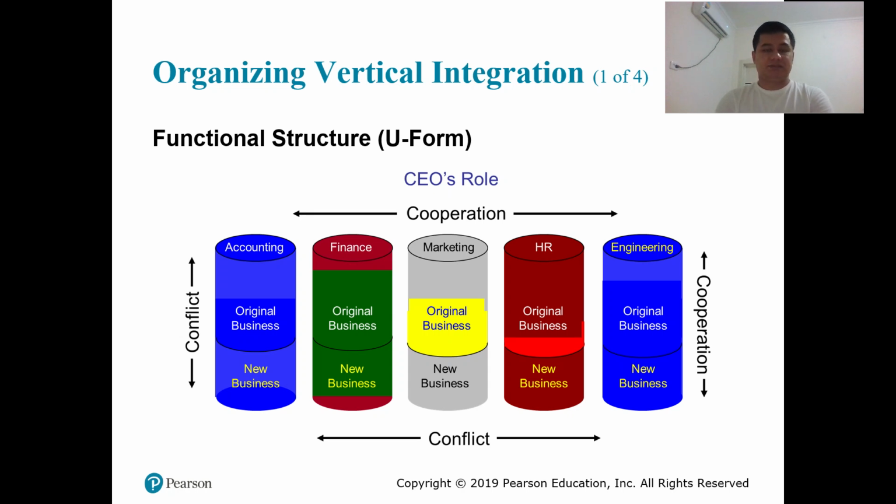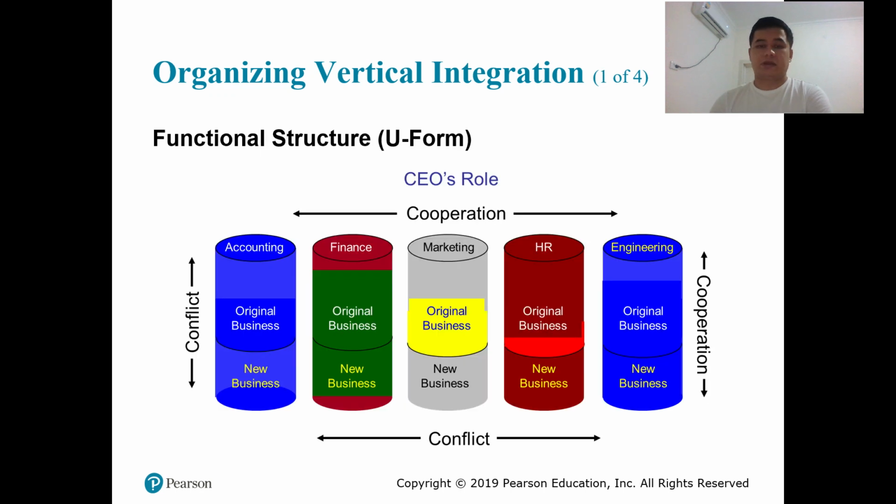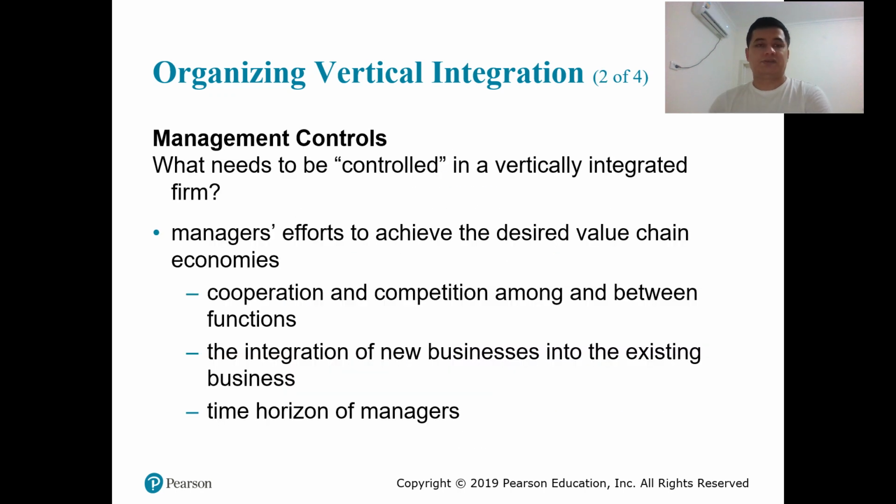Organizing vertical integration: functional structure, U-form, CEO role, cooperation and conflict. As you can see, conflict and cooperation. So, functional structure, U-form: accounting, original business, new business; finance, original business, new business; marketing, HR, engineering, original business and new businesses. You can understand this if you do some Googling, and if you have questions, you can leave comments and I will send you a DM.